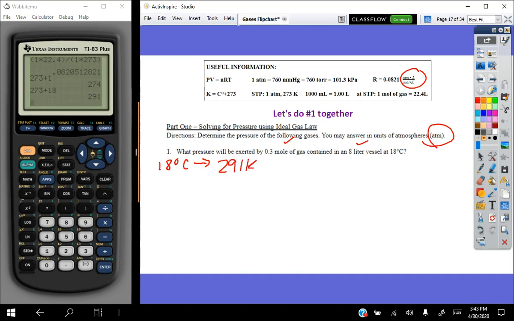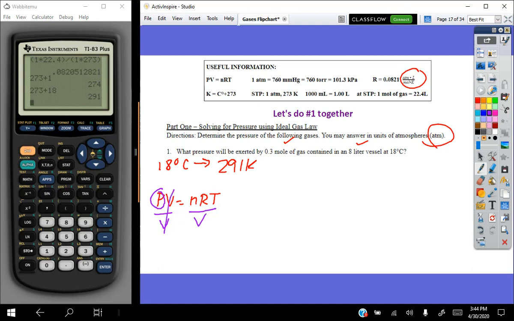291 Kelvin is the value that we're going to plug in for our temperature. This first problem is asking for pressure. We're going to solve for pressure, so we're going to take our ideal gas law, and the value that we want is P. So to get P by itself, I need to divide both sides of the equation by V.